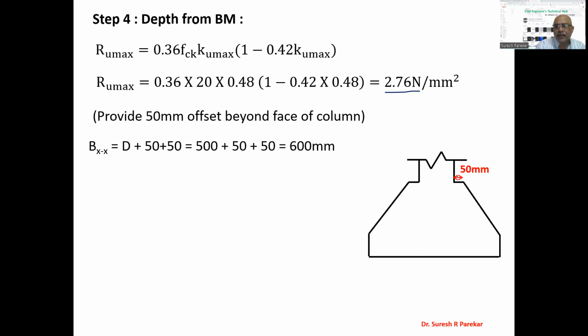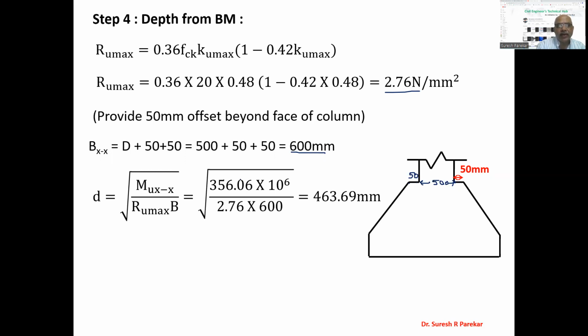Now we have to always provide offset beyond face of the column, and that is for formwork purpose. And therefore we will get B for XX. So we have 500 column, and then 50 on this side and 50 on the other side. So B for XX we will get as 600 millimeters. So knowing value of bending moment, we are going to get value of d, that is equal to 463.69 millimeter, which is the effective depth of footing.